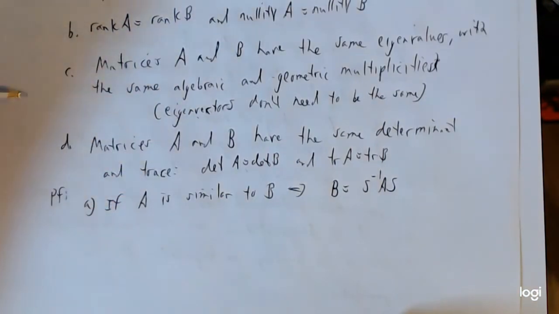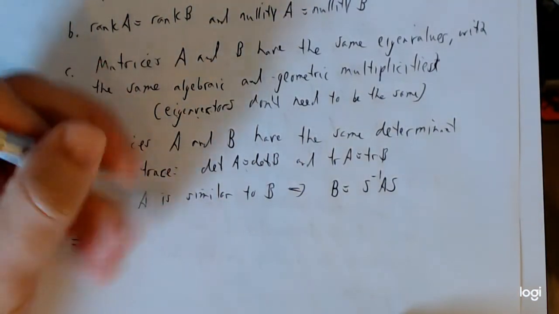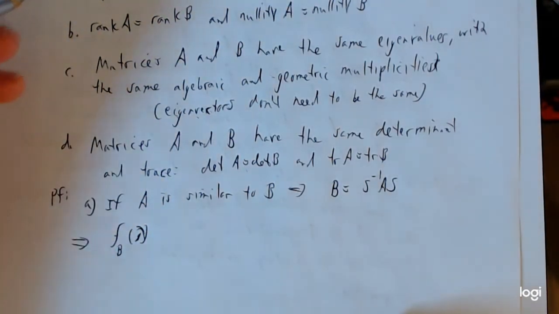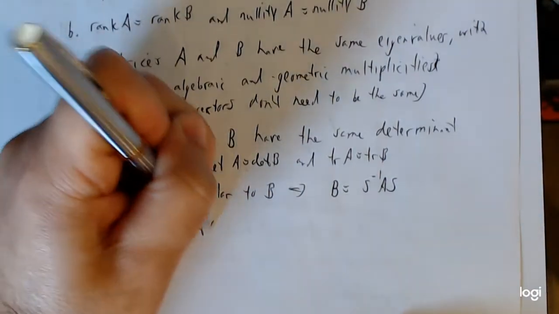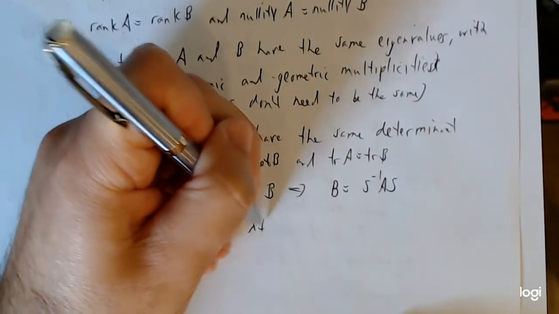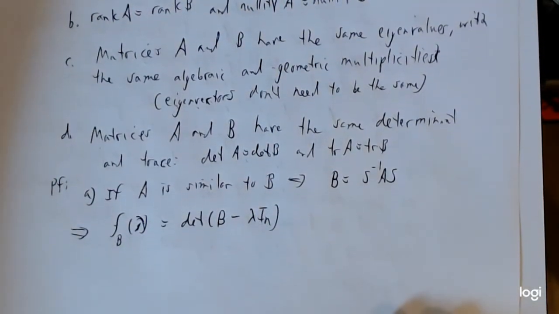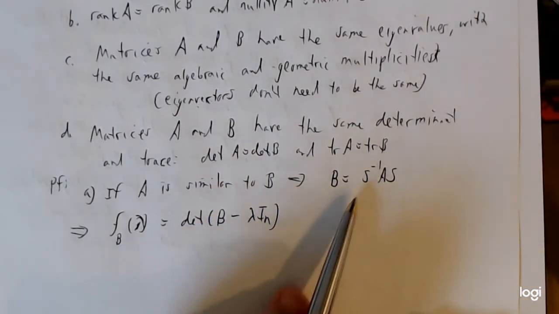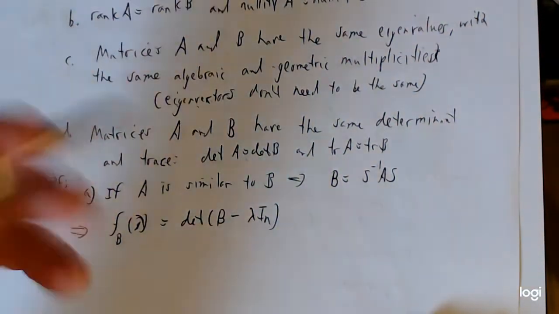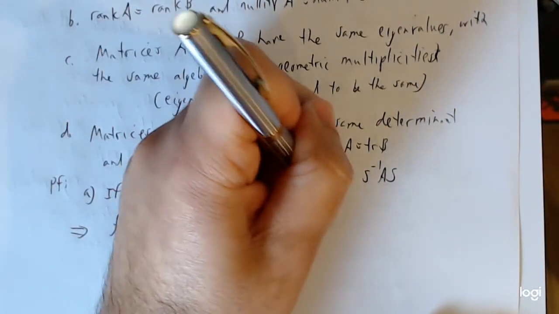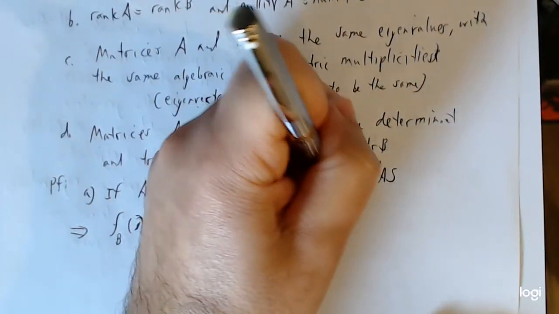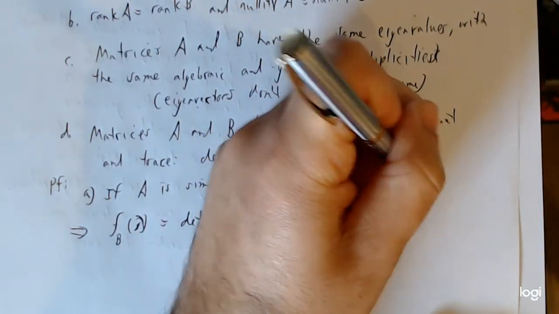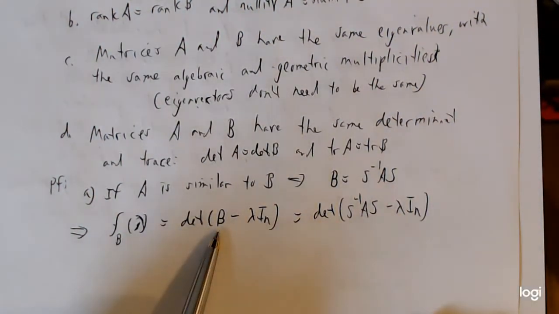So here's how we're going to show that my characteristic polynomials are the same. This implies the characteristic polynomial of B is literally found how? It's the determinant of B minus lambda times I sub n. So that's how we find the characteristic polynomial, right? Nothing new here. But what I know now is what? B is the same thing as S inverse AS. So this is equivalent to the determinant of S inverse AS minus lambda I sub n. So all I did was substitute.